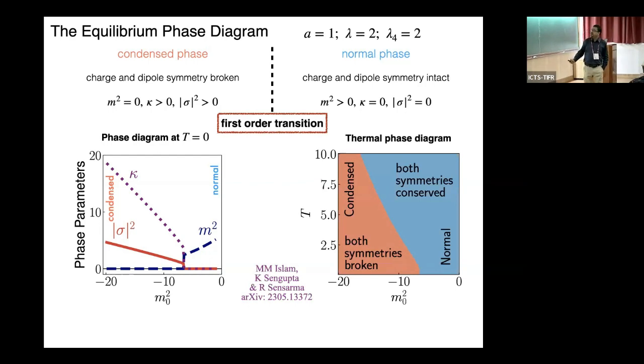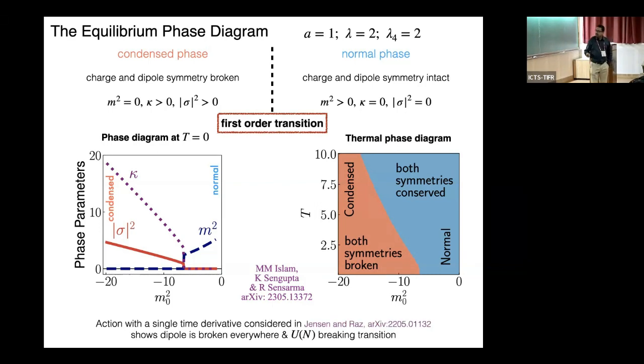And you can do it for finite temperatures. Up to the points we went, it seemed like the first order persisted, okay? So remember that we could have gotten a state where m square was finite and kappa was finite, like where only the dipole was broken, but it doesn't occur, at least in this phase diagram.